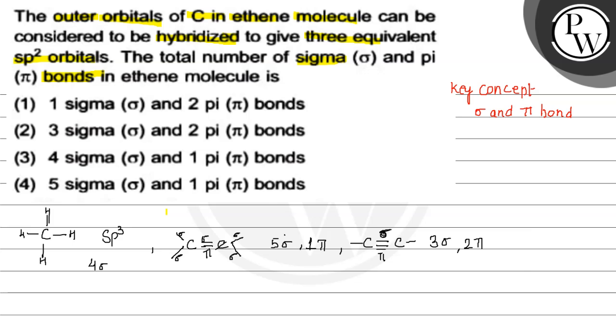In case of carbon double bond, in this case 5 sigma bonds are formed and 1 pi bond is formed. In this double bond, one is sigma bond and one is pi bond. So there is 1, 2, 3 sigma, 4 sigma and 5 sigma bonds formed and 1 pi bond formed. In these questions, we calculate the total number of sigma and pi bonds in sp2 orbitals.